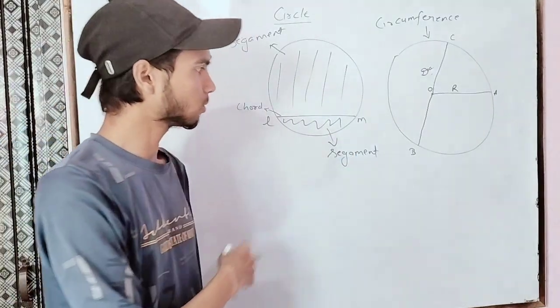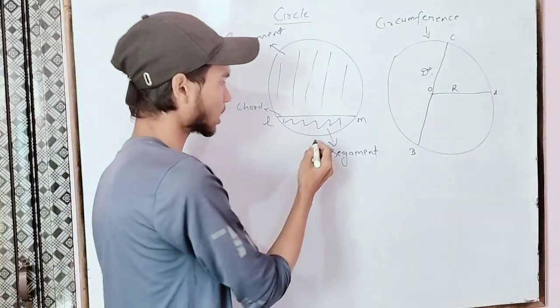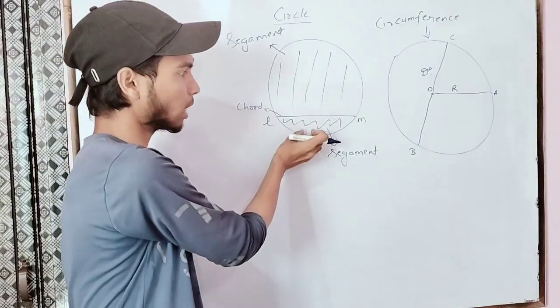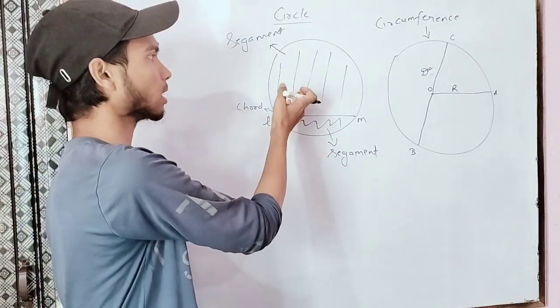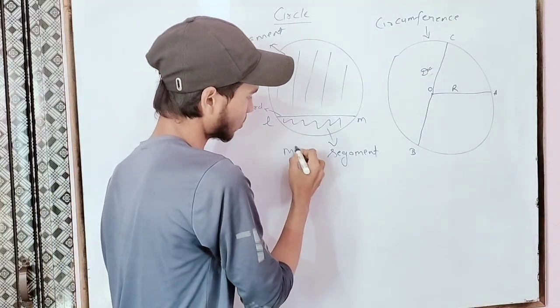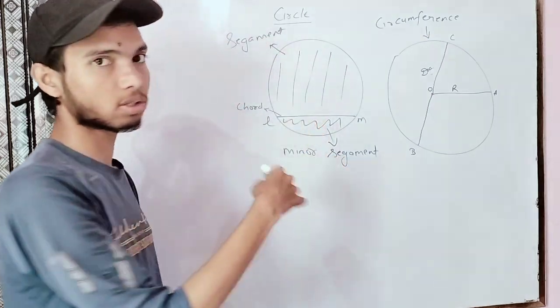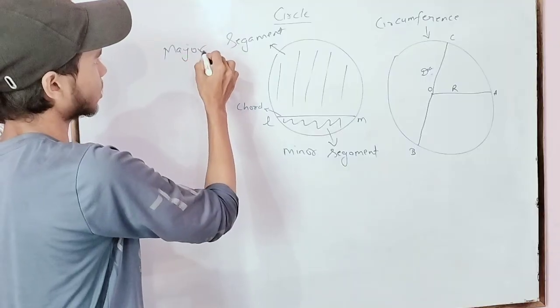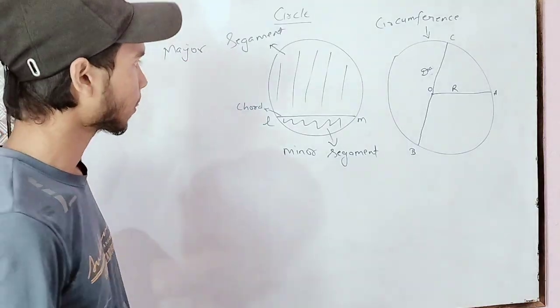You can name both of these by saying this is minor. Of course, the area of this segment is less than the area of this segment. So if this is less, then we can say this is a minor segment. If this is more, then we can say this is major. This is a major segment. Clear?